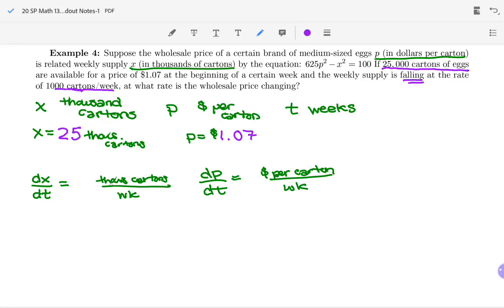So I need to write that it's falling by 1,000 cartons per week. This is already in thousands, so I don't want to write 1,000 cartons. I just want to write 1. That stands for 1,000 cartons per week. But it's falling. So should this derivative be positive or should it be negative? It should be negative. It's dropping by 1,000 cartons per week.